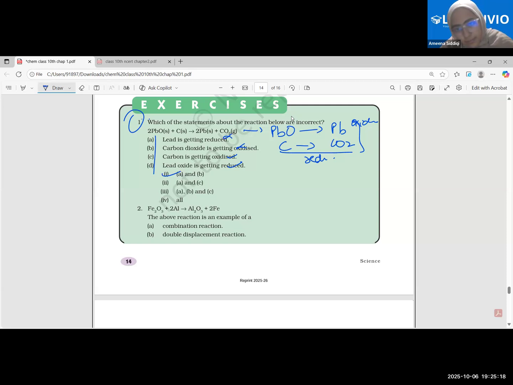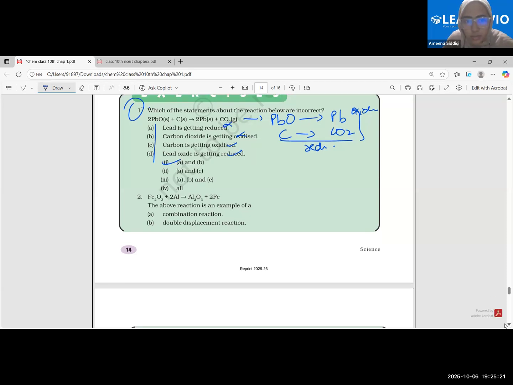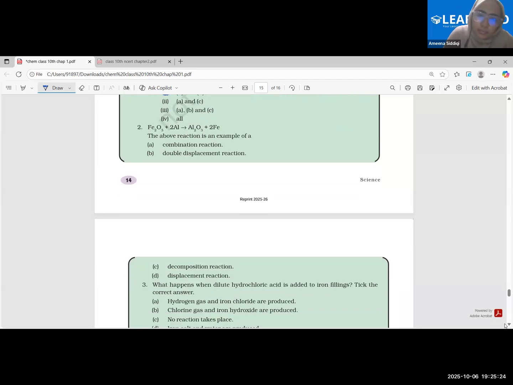Okay. Right. Question two. The above reaction is an example of what? Just by looking at the reactants, you will tell me, not at the options. Fe2O3 plus 2Al gives Al2O3 plus 2Fe. Combination reaction? No, not combination. Combination has just one product. Be mindful of that. Double displacement reaction? Yes, excellent.